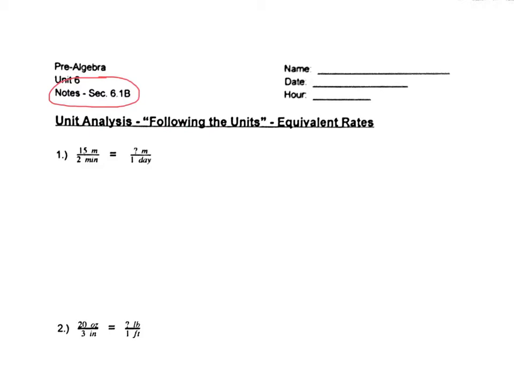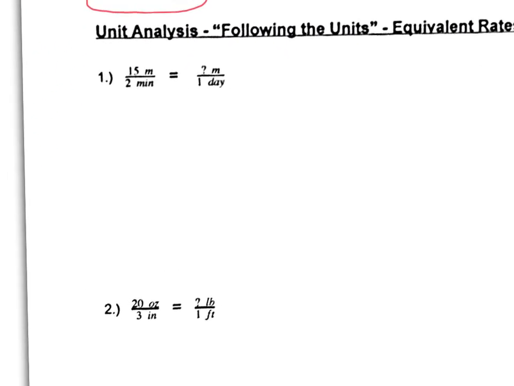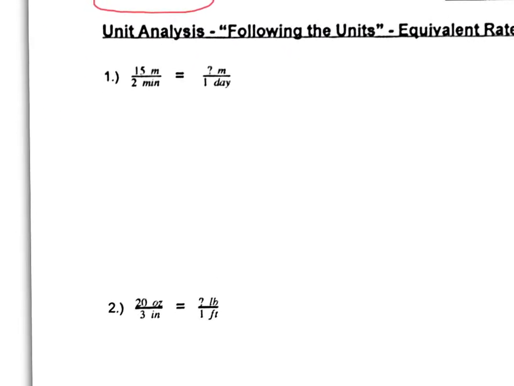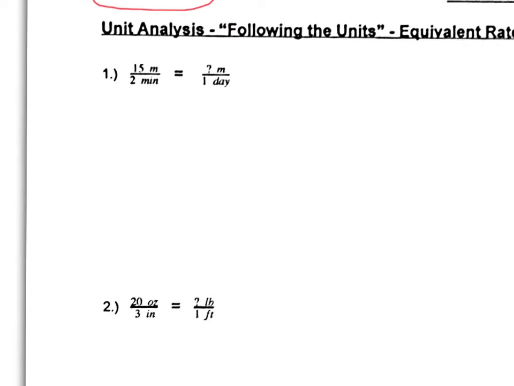Alright, let's give it a try here. It's a little bit complicated, but I know you can do it. So here is the first problem. We're trying to change 15 meters in 2 minutes to how many meters in 1 day? So let's say you can run 15 meters in 2 minutes, and if you continued at that rate, how many meters could you run in a day?